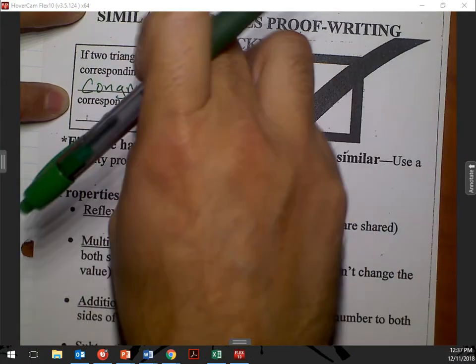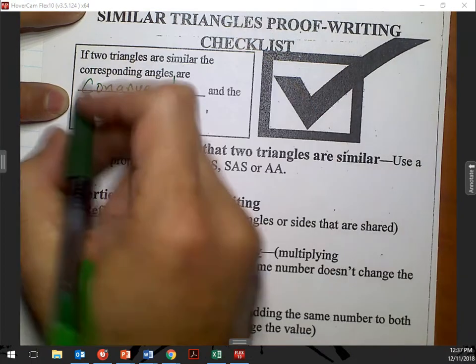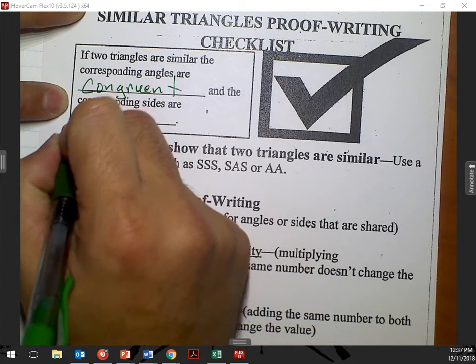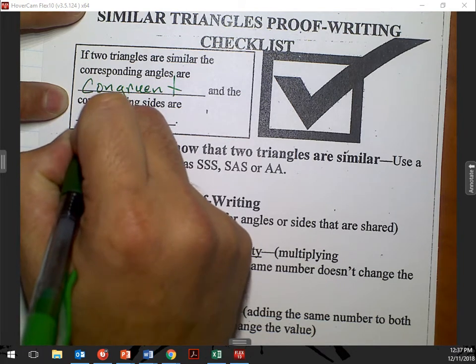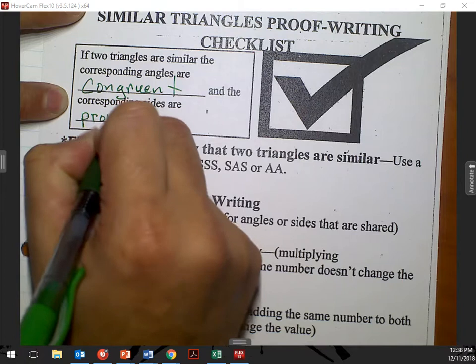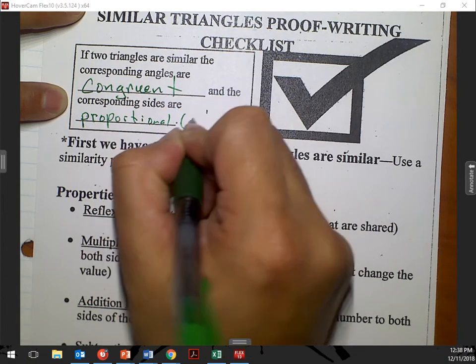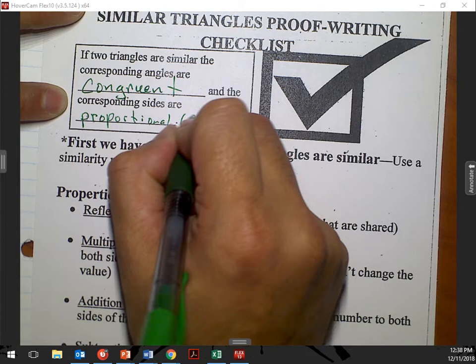Nope, remember they're not going to be the same size. Parallel? Similar. It does go with similar though. The sides are proportional. How do you spell that? And it also has the same scale factor.